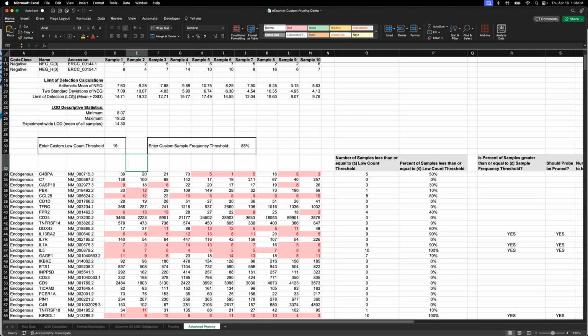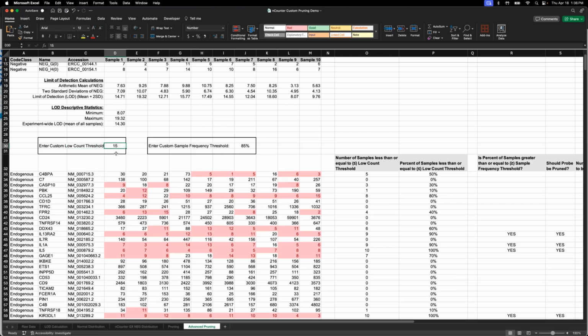Now, instead of using the word limit of detection, I decided to use the word low count threshold because it's a little more generic. Again, as I said in the beginning here, the limit of detection has a very specific technical meaning in terms of the specifications of the assay. So in the Rosalind platform, you'll see the words low count threshold because that gives you the freedom to adjust this value. And it's just a little more of a generic term, so it's more appropriate in that sense. So what I can do in this dashboard here is I can change this threshold.